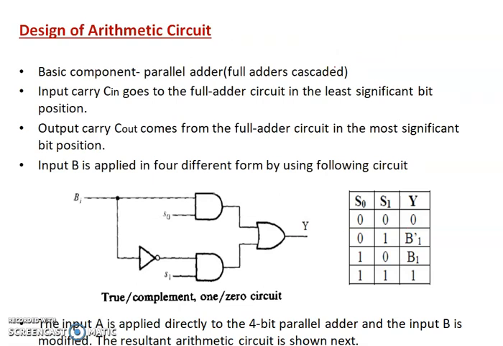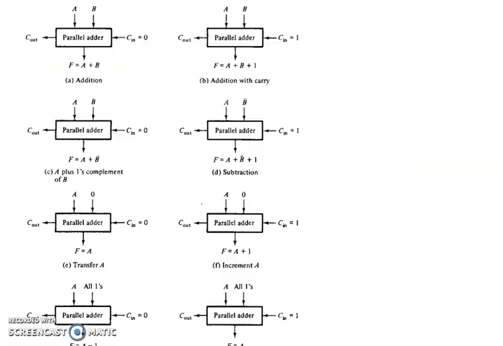So first we are going to learn about the design of an arithmetic circuit. The basic component of the arithmetic circuit of any ALU is a parallel adder. A parallel adder is constructed with a number of full adder circuits connected in cascade form. By controlling the data inputs into the parallel adder, it is possible to obtain different forms of arithmetic operations. Here we can see some figures, where we make use of the parallel adder which takes inputs A and B. If carry in is equal to 0, then the operation performed is A plus B. If carry in is equal to 1, the operation performed is A plus B plus 1.